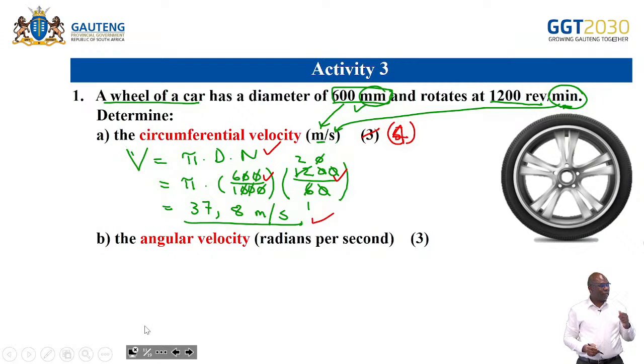So as I said, the next question, question B, will be for us to do. I think 3 minutes will do for us to do question B, the angular velocity, in radians per second.